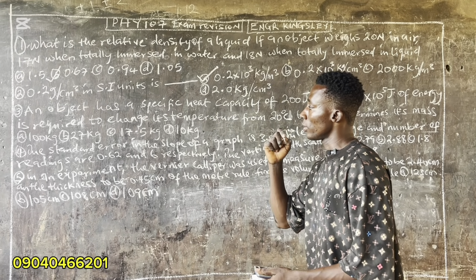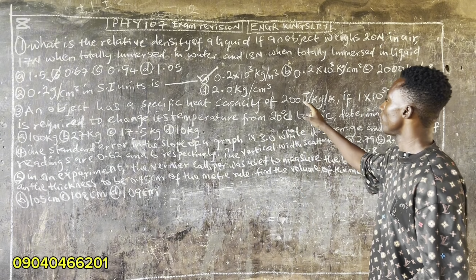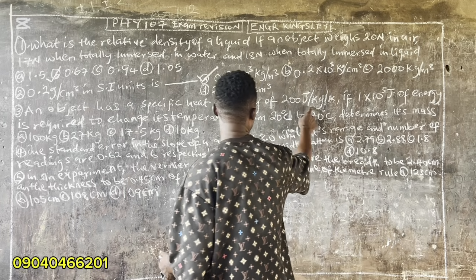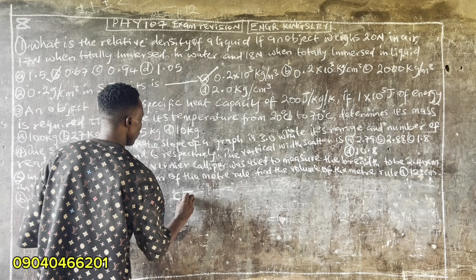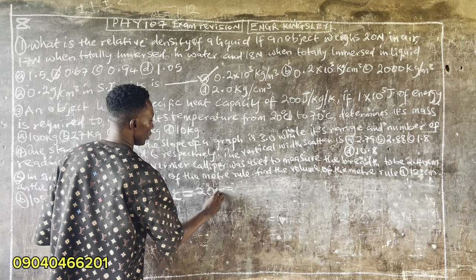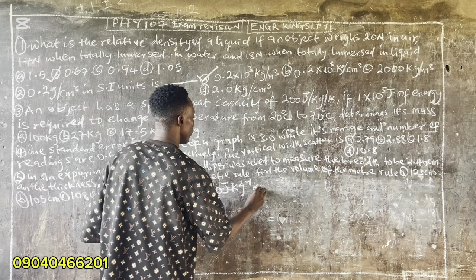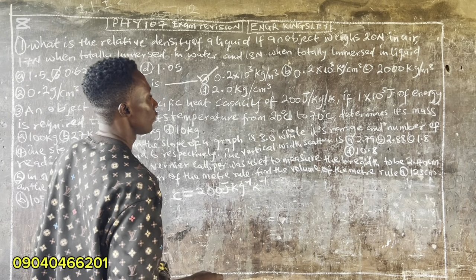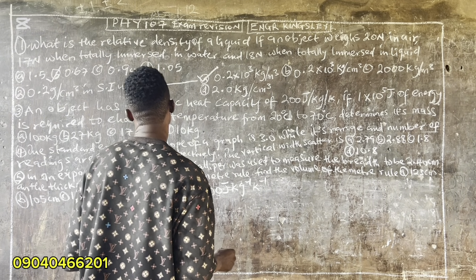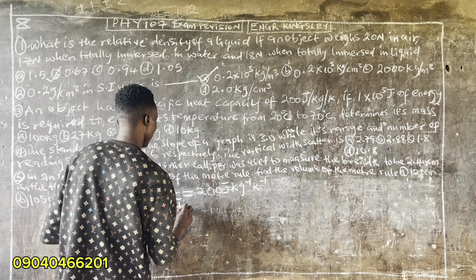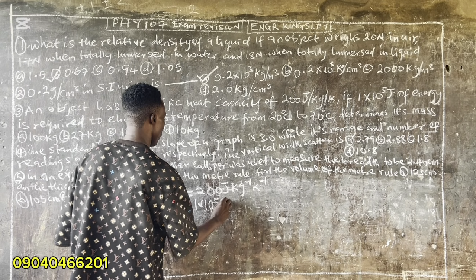The number three question, they said an object has a specific heat capacity of 200 joule per kilogram per Kelvin. A specific heat capacity C to be 200 joule per kilogram per Kelvin. If 1 times 10 raised to the power 5 joule of energy, so the heat energy is 1 times 10 raised to the power 5 joule.